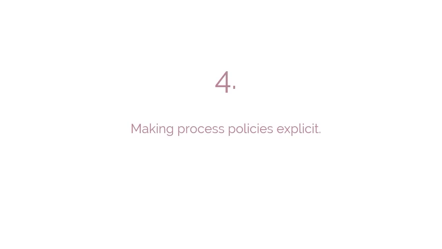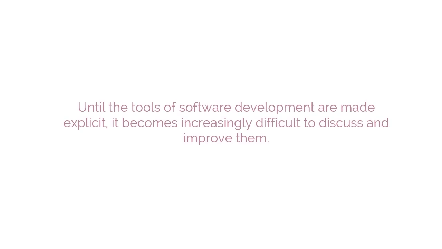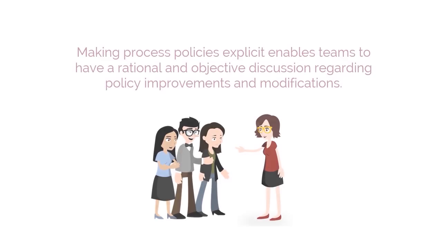The fourth principle is making process policies explicit. The set of policies implemented by management have a bearing on the process. Until the tools of software development are made explicit, it becomes increasingly difficult to discuss and improve them. Without an explicit understanding of the policies and how they affect the behavior of the processes, it is difficult to have consensus on improvement suggestions. Therefore, making process policies explicit enables teams to have a rational and objective discussion regarding policy improvements and modifications. This acts as a key enabler of collaborative change.